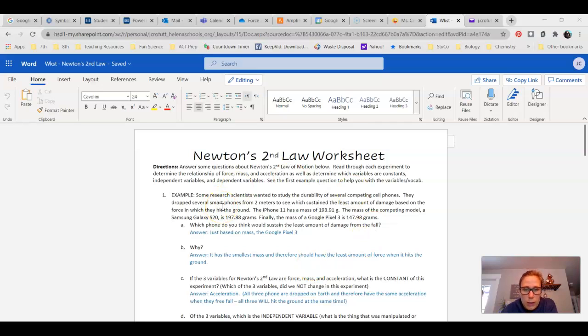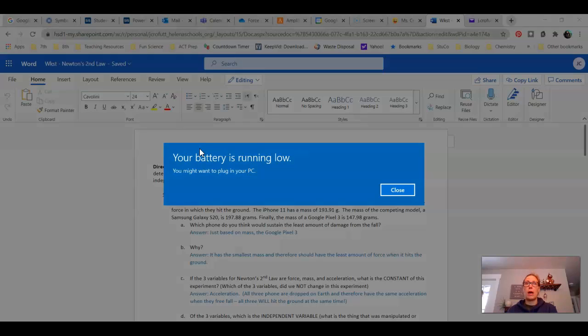With that being said though, I still want to go through it. There's 4 problems on here, but I did the first one as an example. So just as a review, Newton's second law states that force equals mass times acceleration. So the main thing that it focuses around is mass and acceleration.